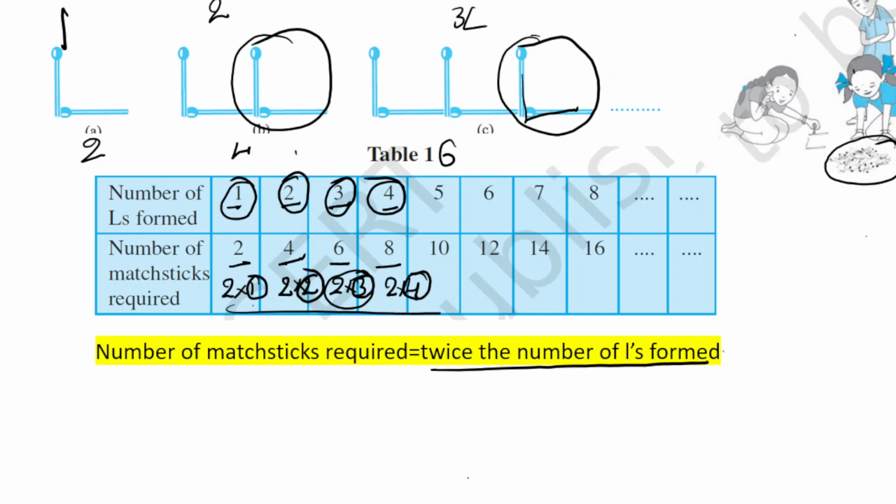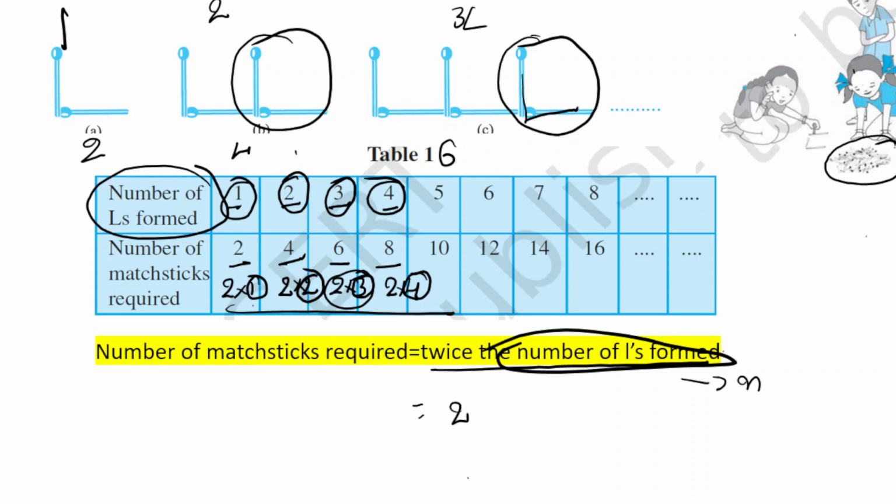So from this we can say that if we assume the number of L's formed is equal to n, so we are representing the number of L's formed with the letter n. So the number of matchsticks required is equal to 2 into n, that is equal to 2n. Here this n is a variable because this n can take any value: 1, 2, 8, or it may take 100 also.